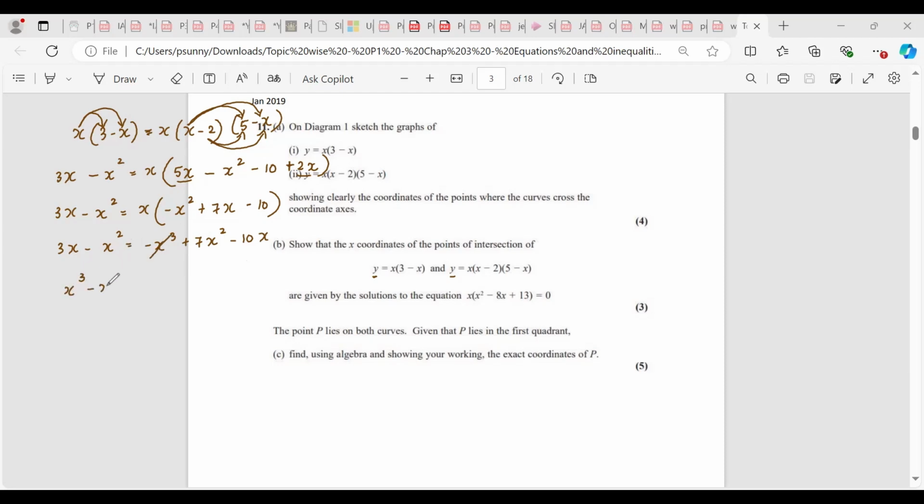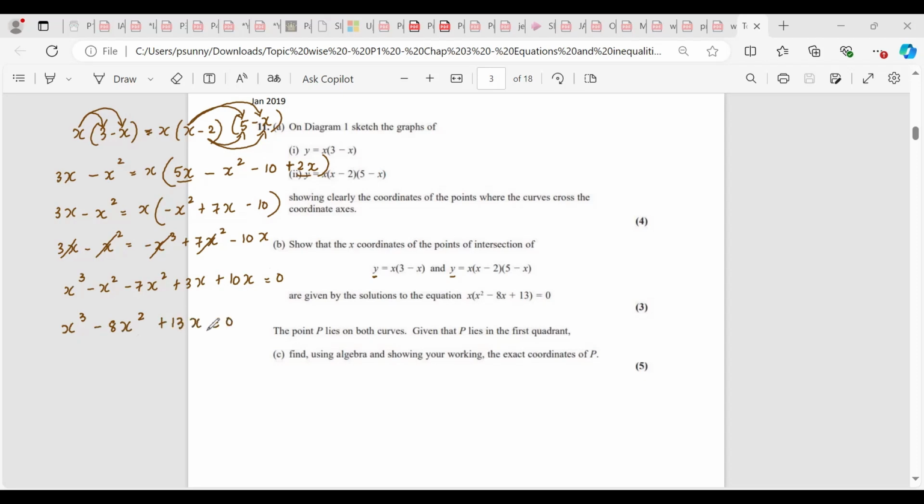I have minus x square on the left hand side. 7x square goes to the other side. It becomes minus 7x square. And then we have already a positive 3x on the left hand side, and minus 10x goes to the other side. It becomes positive 10x is equal to 0. Collecting the like terms, x cube, minus x square minus 7x square will give you minus 8x square, plus 3x plus 10x will give you plus 13x.